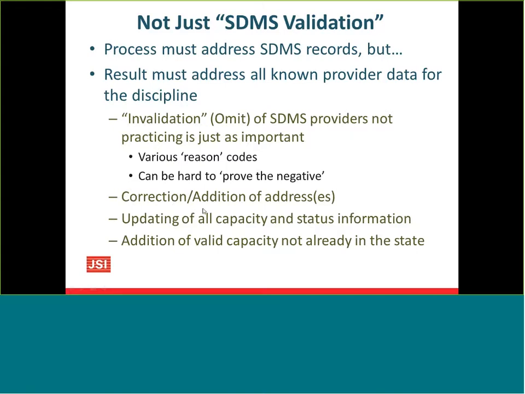The next two, I think, are pretty straightforward in the validation. You're correcting and adding addresses and updating all the capacity and status information. The last piece is another one that I'm not sure everyone had been focused on initially, which is also the addition of other valid capacity that's not already in the state. So when you're done looking at all the records in SDMS, there's going to be capacity that you see in your survey or in your licensure or potentially your claims that is not already there and has to be manually added.